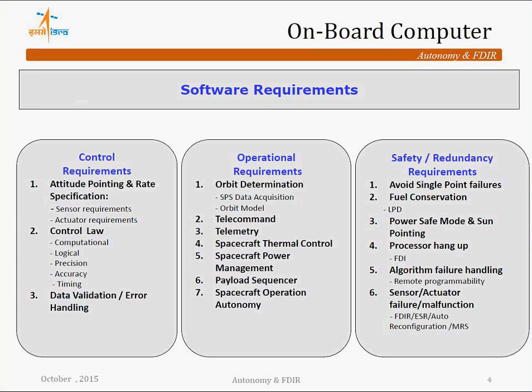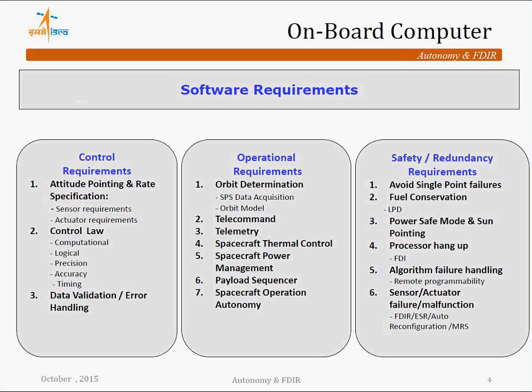Different requirements, basically, you can connect those requirements in a satellite as the control requirements, operational, and safety and independent requirements. Basically, here, attitude pointing and rate specification, control loss, then data addition and analysis. Requirement if I take orbit information, command, telemetry, then test of thermal control, power management, these are all of this is an operation context. Then, like if I can avoid single point failures, these are all certain things done through hardware, like EDAC and other type of things for memory, or watchdog timer based things.